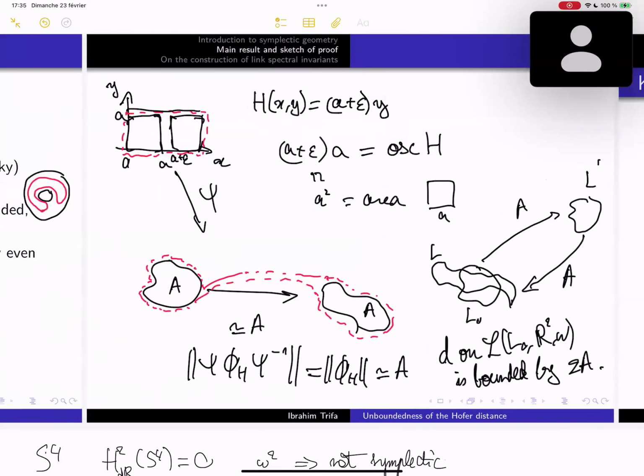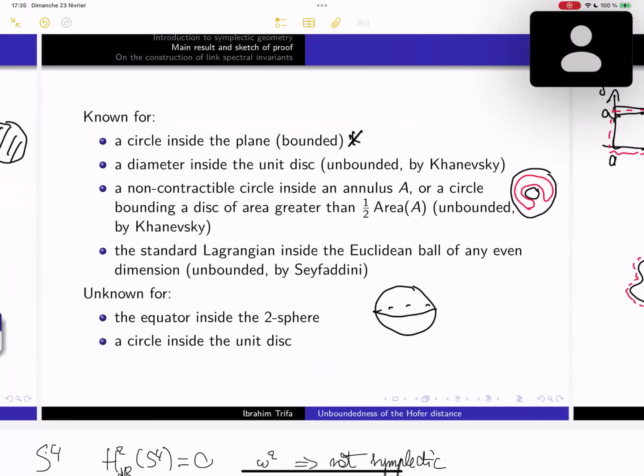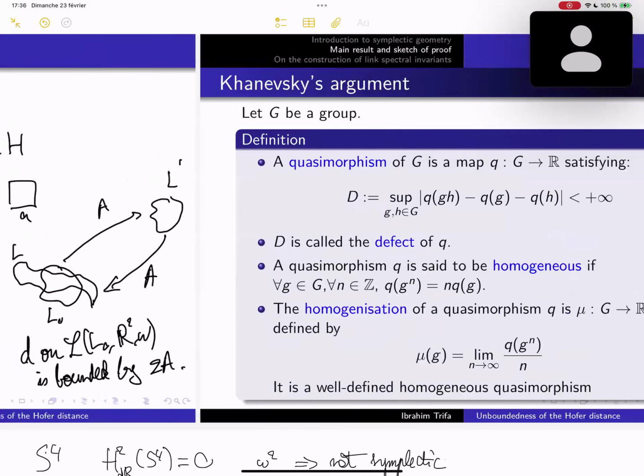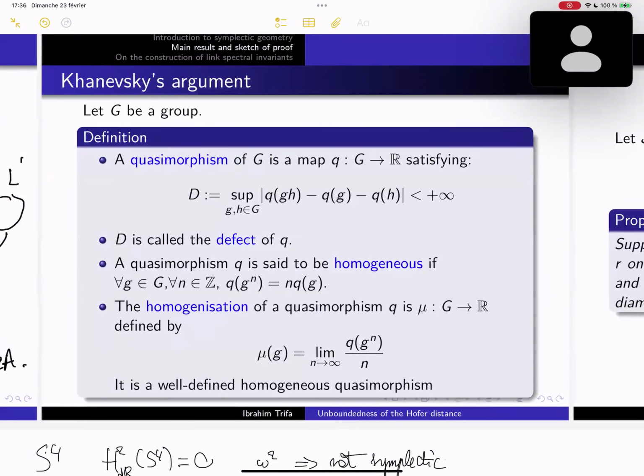So this was to show that the distance is bounded, but in all the other cases I presented you, the distance is unbounded. And to show this, Khanevsky used quasimorphisms. So I will define what a quasimorphism is. You take a group G.